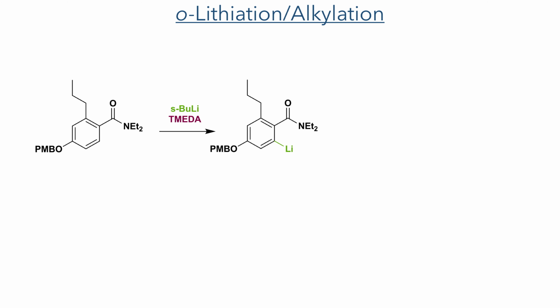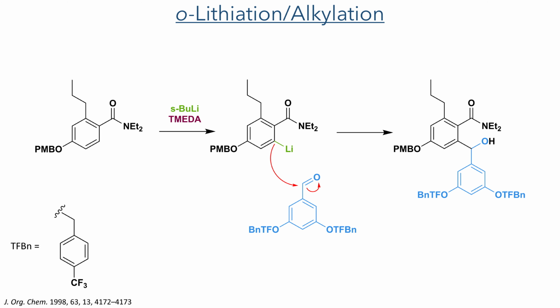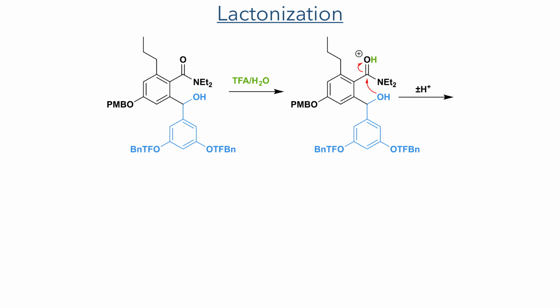The next step followed an identical ortho-lithiation strategy, where again an organolithium compound was formed, directed by the amide group, and this acted as a nucleophile towards a trifluorobenzyl-protected dihydroxybenzaldehyde. The authors found that using the TFBn protecting group was essential, as the more common benzyl protecting groups were susceptible to rearrangement during a later step in the synthesis. This hydroxyamide was carried forward to the next step of the synthesis without purification or isolation.